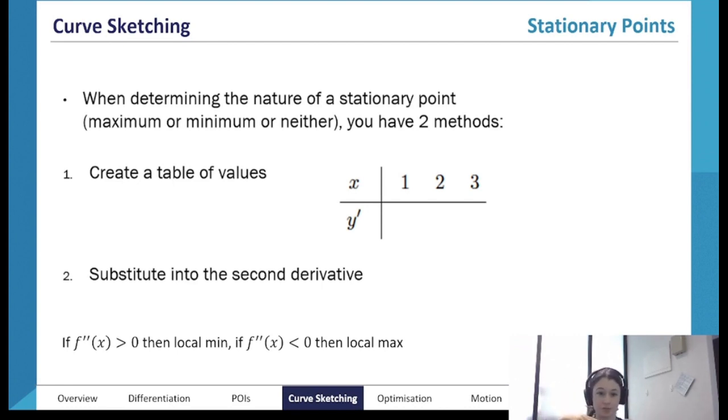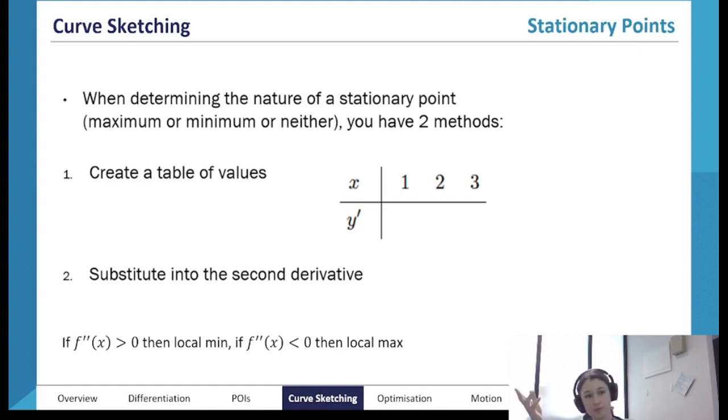Remember, the stationary points occur when the second derivative, or sorry, when the first derivative is equal to 0. Obviously, you've probably gone over finding stationary points before. We're going to go over an example in a second. But once you've found the point when the first derivative equals 0, you need to determine the nature of the stationary point. And that means whether it is a maximum point or a minimum point.